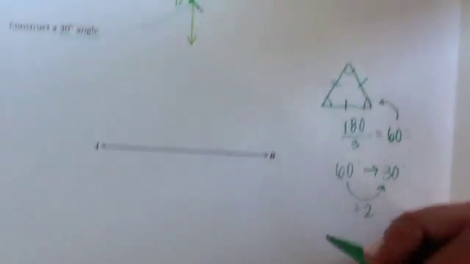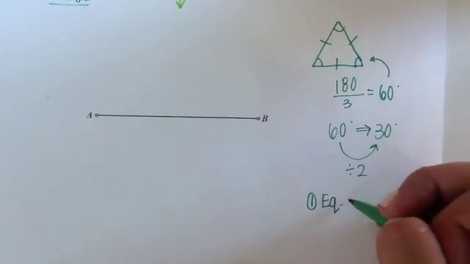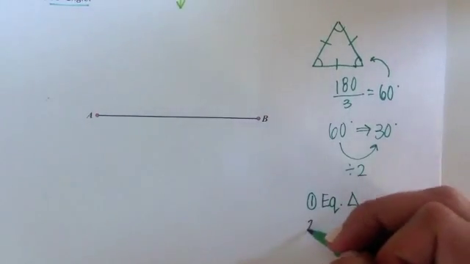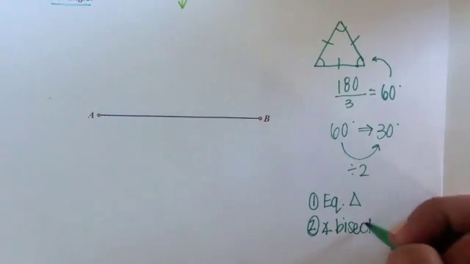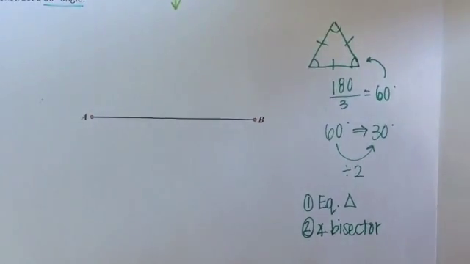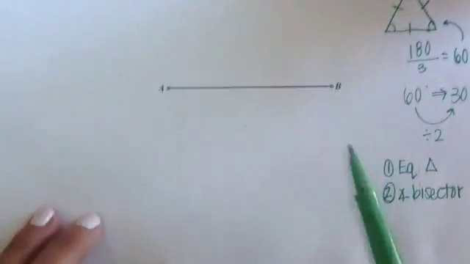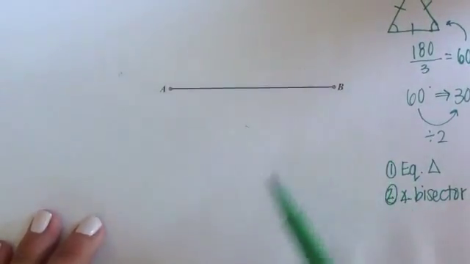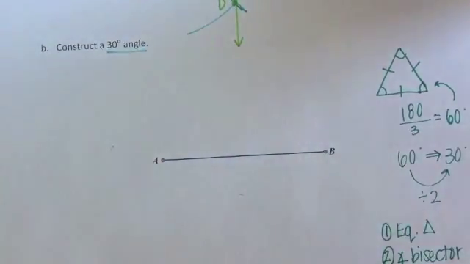So our first step is to construct an equilateral triangle. Then your second step is to construct the angle bisector in order to get a 30-degree angle. So you can see here that I have line segment AB. I ran into some of my space up here, so I'm going to construct the equilateral triangle going downwards, just because I have a lot of open space down here. You're welcome to construct it going upwards, but it's just my preference to do it into open space instead of crowded space.